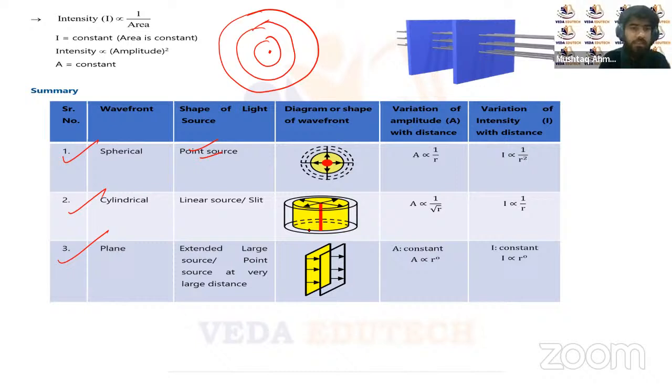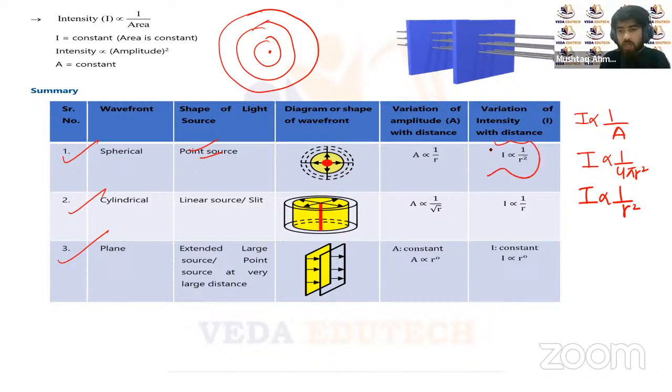And we know that intensity at any point is inversely proportional to the area A. These wavefronts are spherical in nature, and the area of a sphere is 4 pi r square. It means intensity in case of spherical wavefronts varies as 1 by r square. If intensity varies as 1 by r square, then the amplitude, which varies as the square root of intensity, will vary as 1 by r. So this is how the amplitude varies in case of spherical wavefronts.